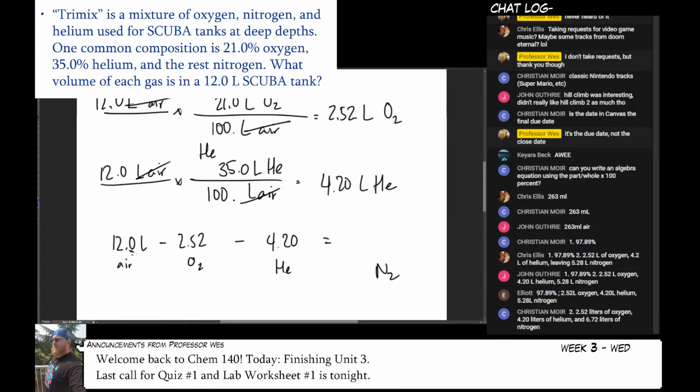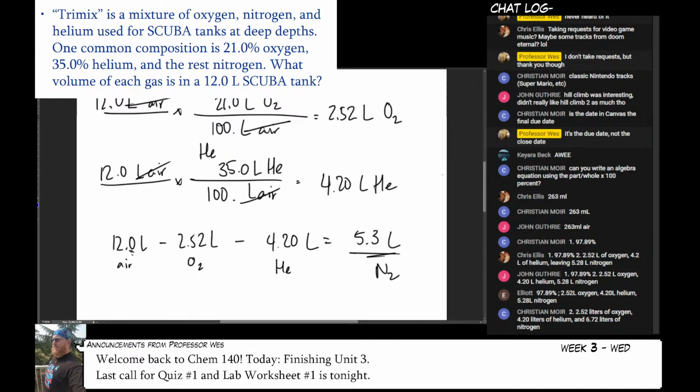Now, I'm only going to get to go to the 10th place if I do it this way. But doing that, this is the number that I got. So you could do it that way. You could do it the figure out the percentage way. That way would get you more sig figs. Either one's fine. Total volume has to add up to 12 liters regardless.